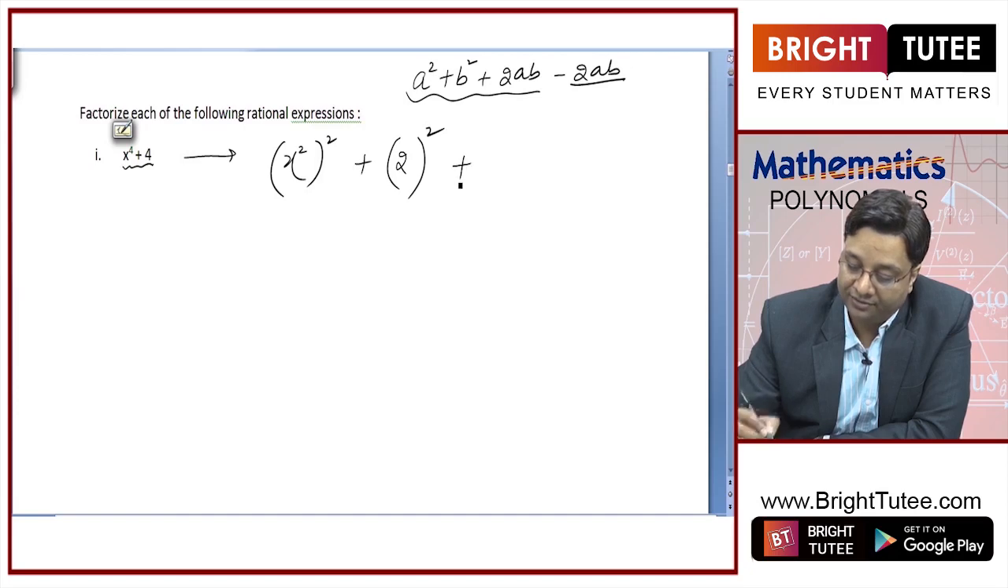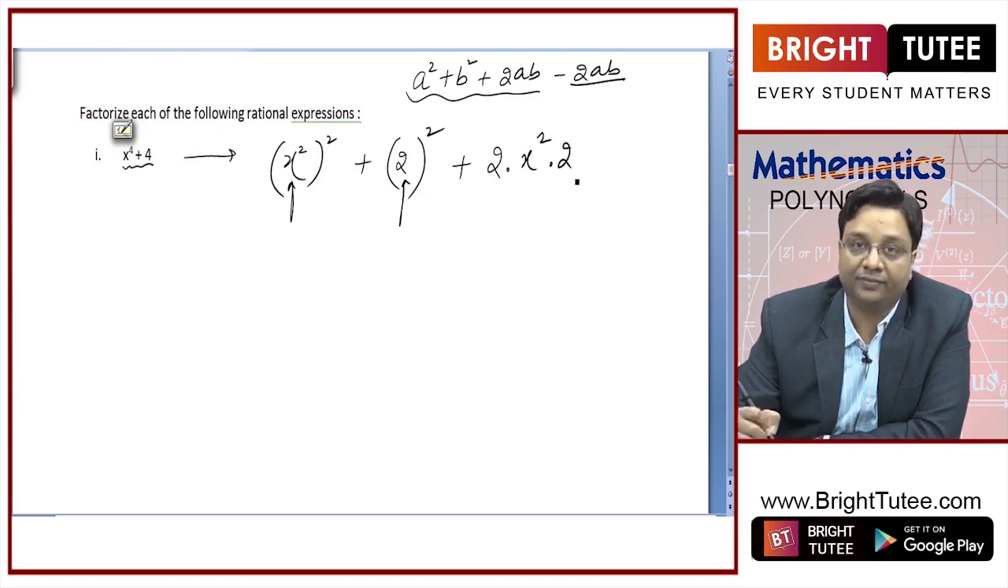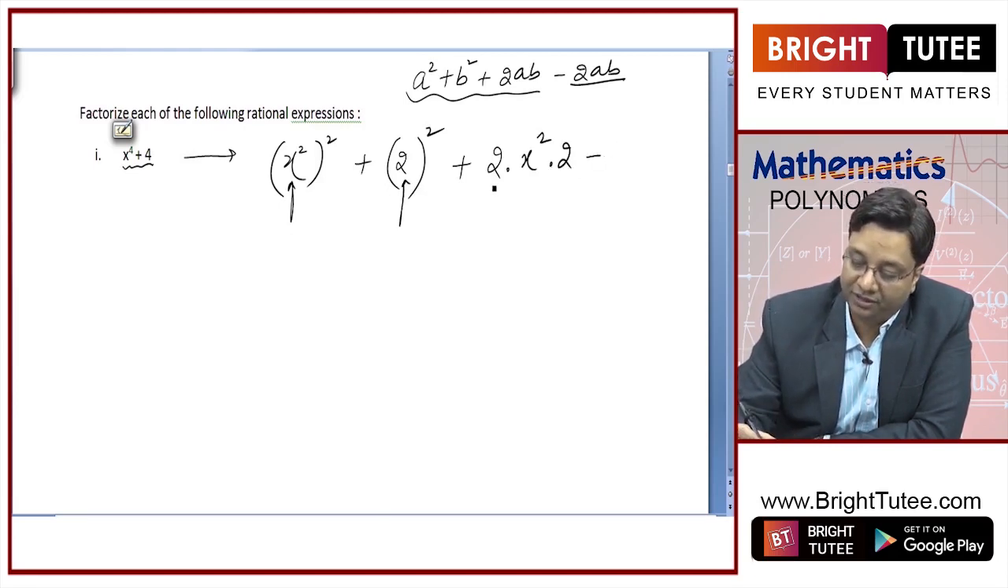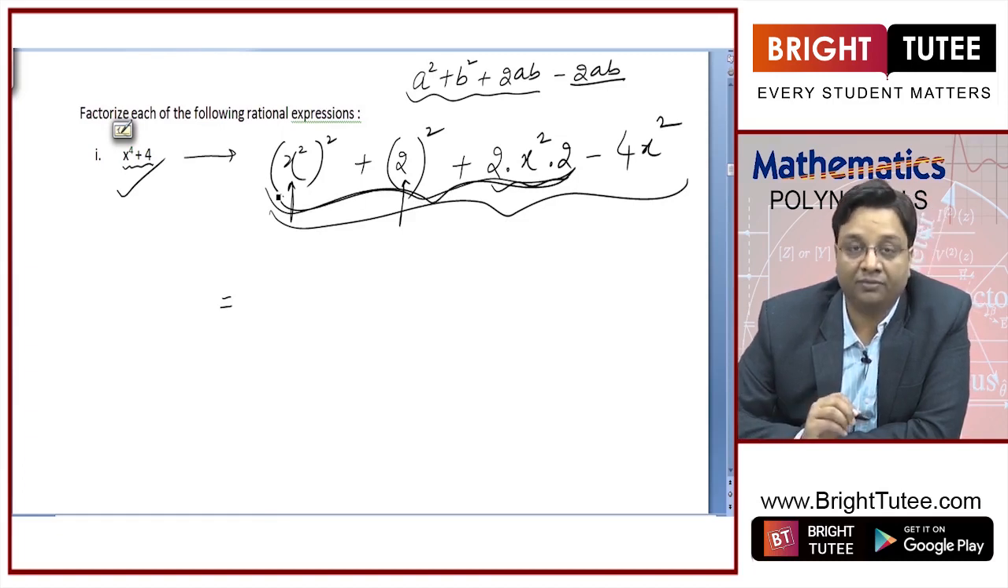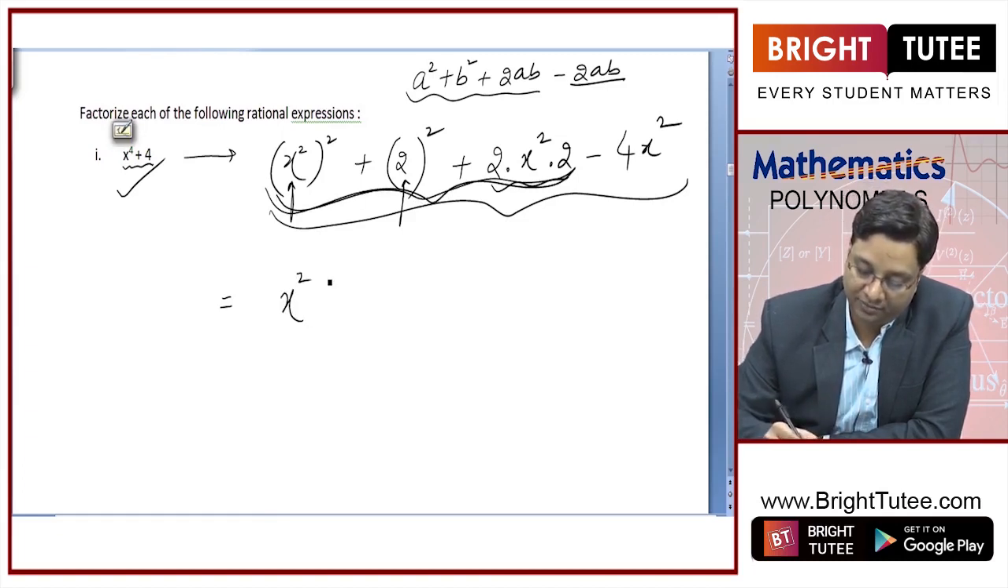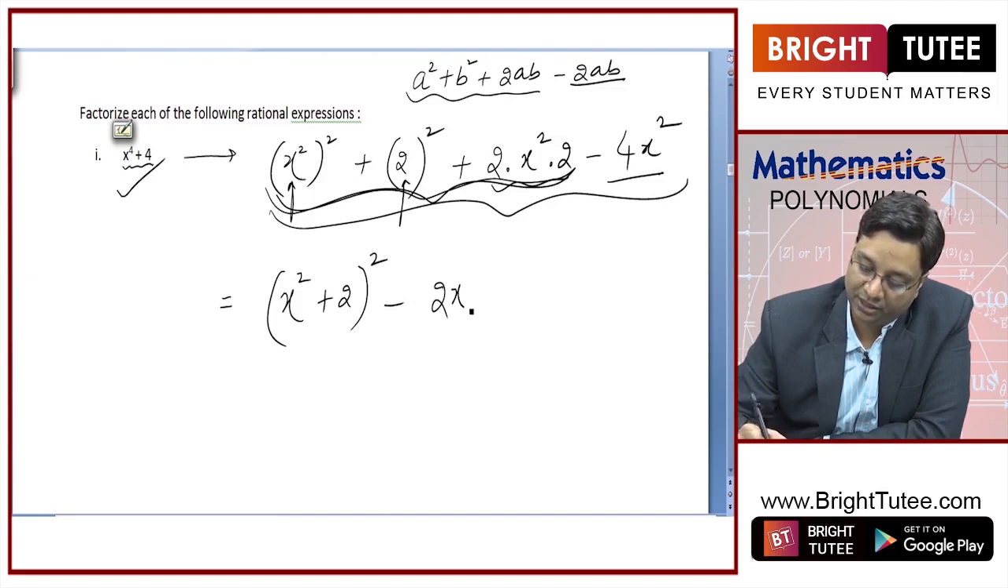I will add 2ab, which is 4x square, and then I need to subtract the same thing, which is 4x square, right? Now this expression is same as this one. Now moving on, the first three terms when clubbed will make a perfect square, that is (x square plus 2) whole square, and minus, this can be written as (2x) whole square.